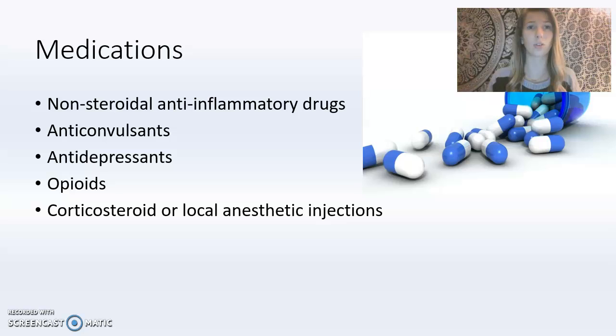It also causes reduced endurance. Opioids slow down your breathing and your heart rate. When you breathe less, you take in less oxygen, which means that less oxygen is available to your muscles. Another medication is corticosteroid or local anesthetic injections. This can cause muscle weakness.